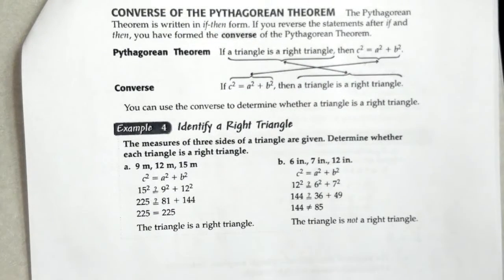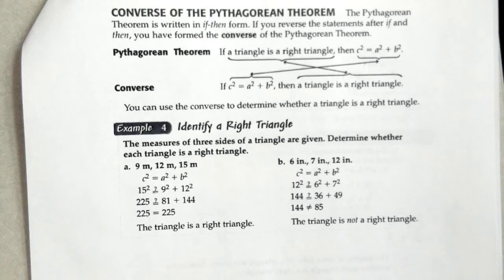Then we have this part. It says converse of Pythagorean theorem. The Pythagorean theorem is written in if-then form. If you reverse the statement after if and then, you have formed the converse of the Pythagorean theorem.